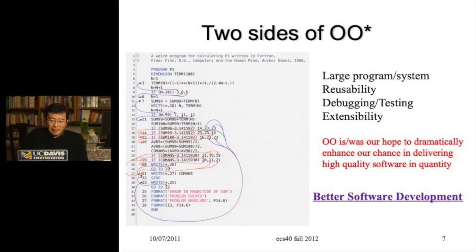When I say OO, I really mean object-oriented. You will probably hear me say OO a lot this quarter, but OO really is just the abbreviation for object-oriented. It's our hope that because of the object-oriented paradigm, we can actually develop software with very high quality, with assurance, and also we can develop in large quantity. Not to mention that we can reuse a lot of code, and we can do a lot of extensibility easily. That's something which we will cover this quarter. Okay, that's one side of object-oriented.